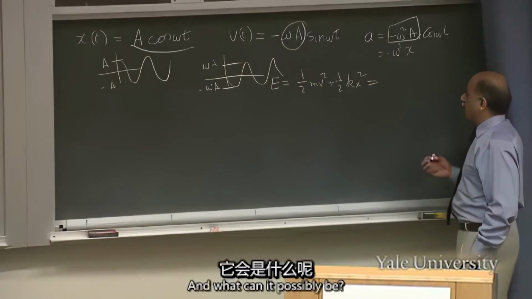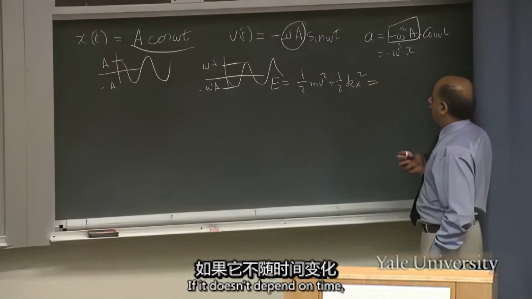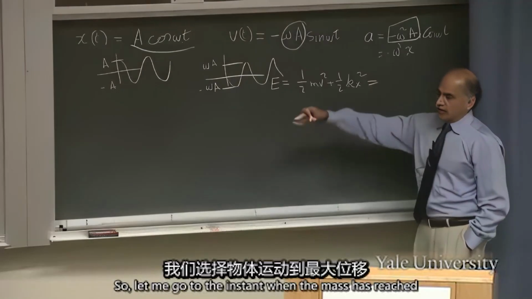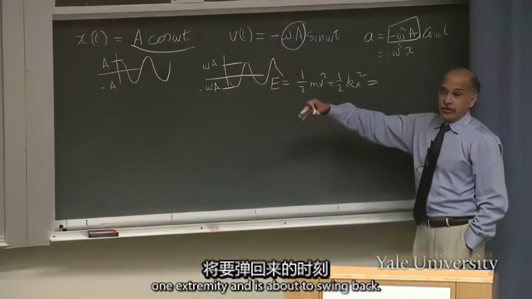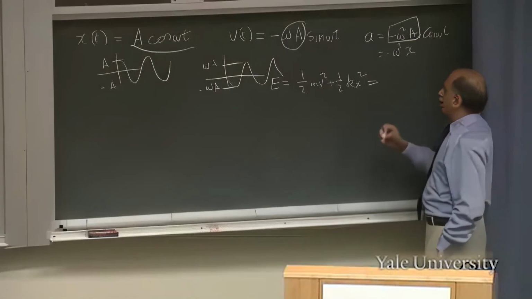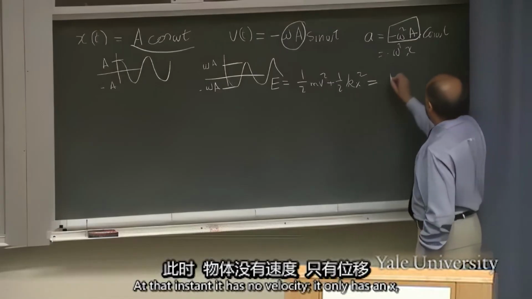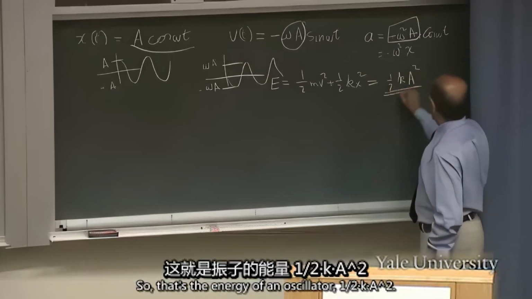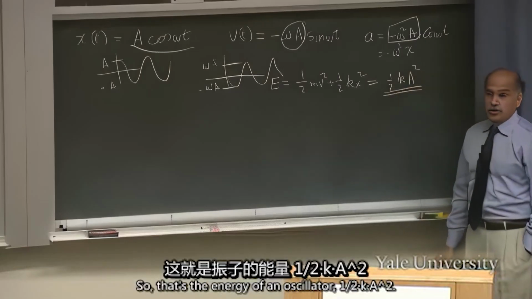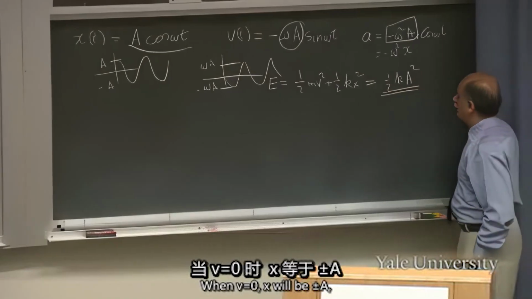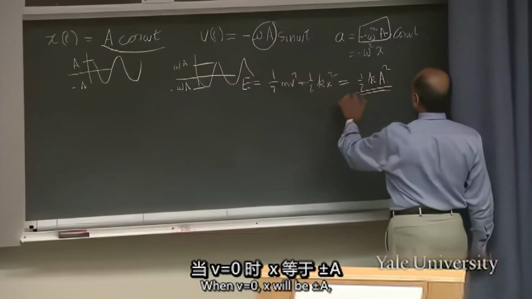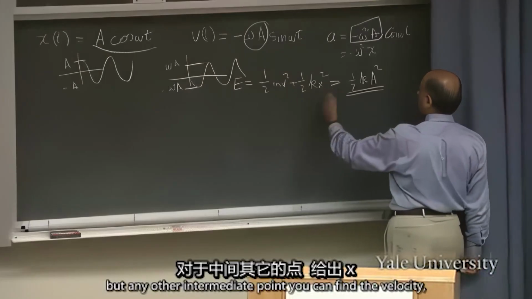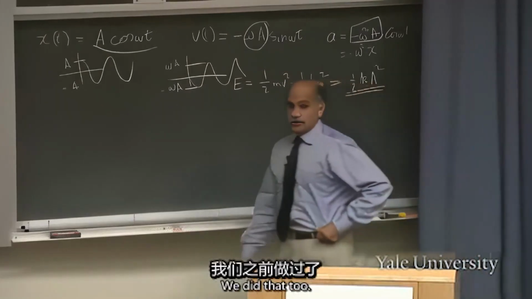And what can it possibly be? If it doesn't depend on time, I can calculate it whenever I like. So let me go to the instant when the mass has reached one extremity and is about to swing back. At that instant, it has no velocity. It only has an x, which is equal to the amplitude of motion. So that's the energy of an oscillator, 1/2 k a squared. When v is equal to 0, x will be plus or minus a. At any other intermediate point, you can find the velocity if you give me the x. We did that too.